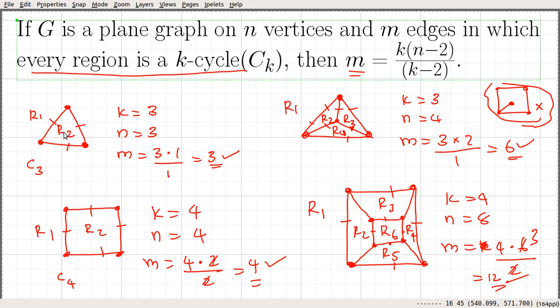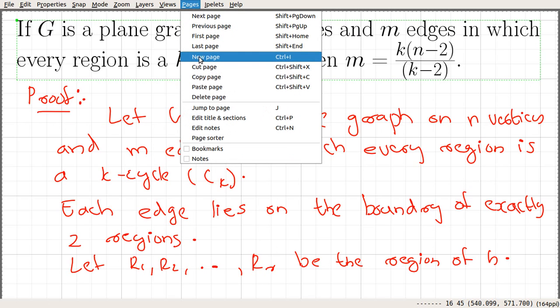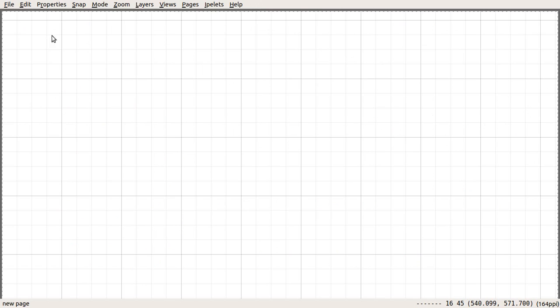Okay, and we can see that if you add that quantity, that is the number of edges in each boundary, that is going to be equal to 2 times the number of edges, because each edge lies in the boundary of exactly 2 regions R1 and R2. Okay, so let me write down what I said. Okay, so here we have this condition. So here we can see that if you add the number of edges in the boundary of each region, so here we have r regions, right?